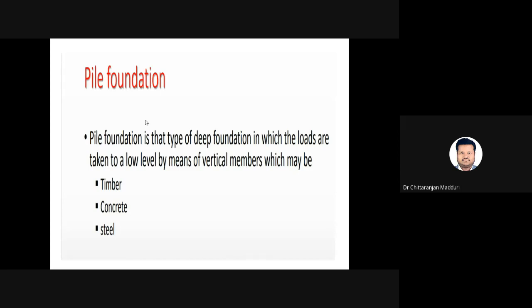The pile foundation is a type of deep foundation in which loads are taken to a lower level by means of vertical members, which may be timber, concrete, or steel. So these are the materials used for manufacturing pile foundations. We can use timber as a pile foundation, or concrete, or sometimes we can use steel.